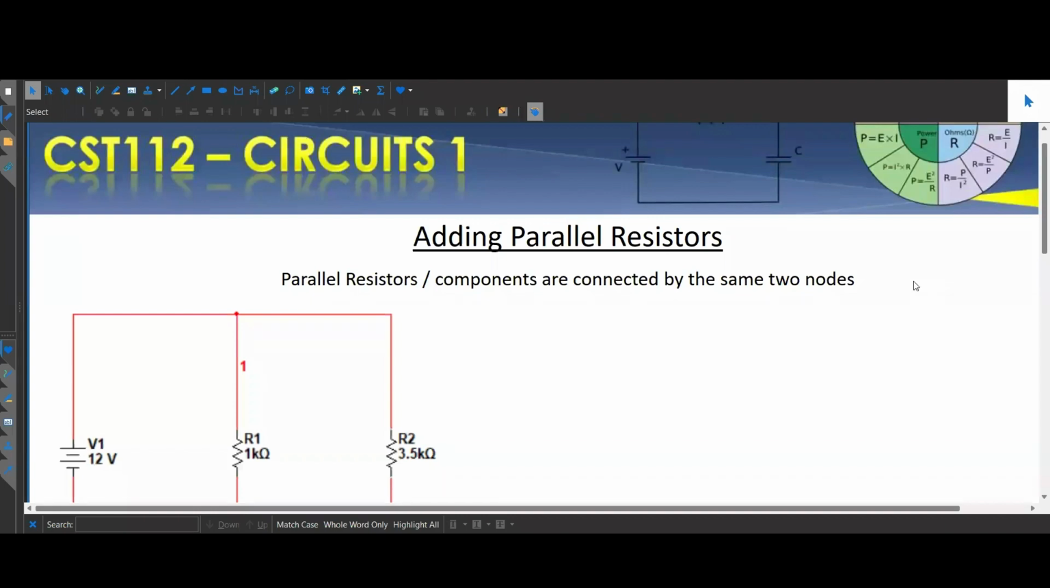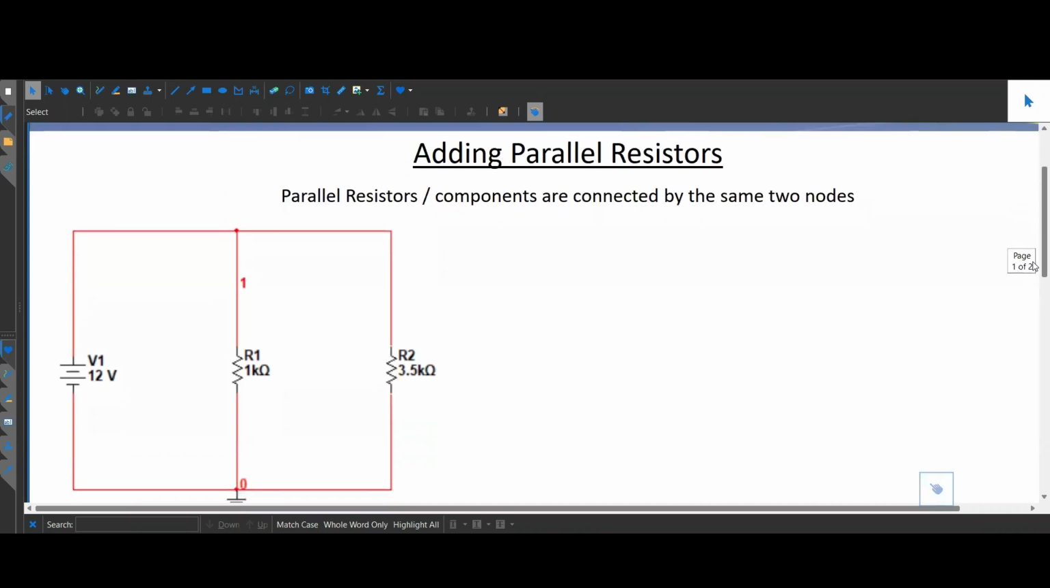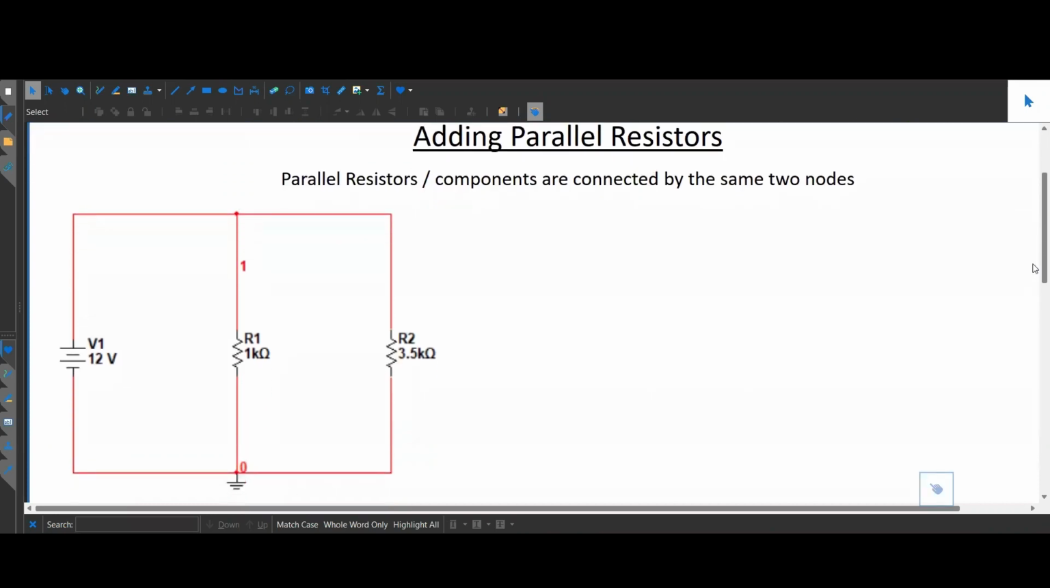All right, so now that we know how to identify parallel resistors or components, let's take a look at a few examples on how to add parallel resistors. This circuit right here shows two resistors in parallel. This is probably the simplest form of a parallel network or circuit that you're going to see. Just two resistors in parallel, and there's actually two ways you can do it.